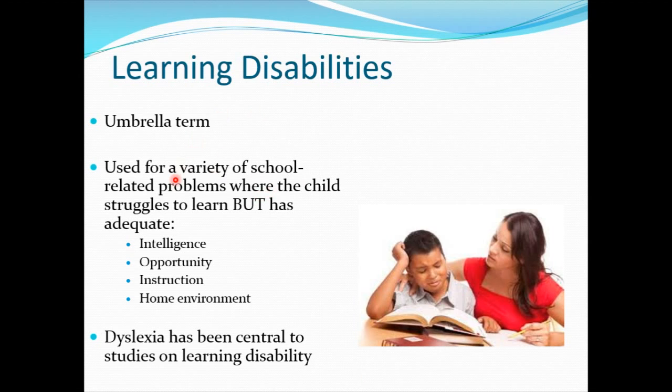And so it's an umbrella term, and it's used for a variety of school-related problems where the child struggles to learn, but has adequate intelligence, adequate opportunity, adequate instruction, adequate home environment. And dyslexia has been central to studies on learning disability for many years now.